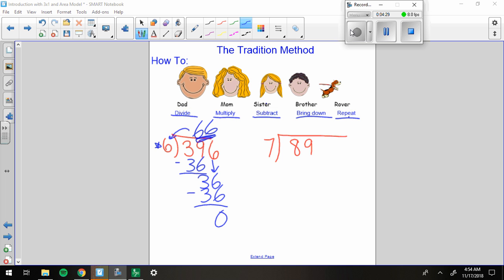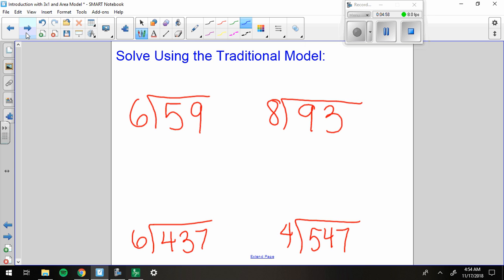Pause the video, do the work, press play when you're ready to check your answer. 3, 2, 1, pause. All right, how'd you do? Our answer would be 12, remainder 5. If you got this one wrong, check my work and see if it matches yours and try and find where you went wrong. If you have a question, try and figure it out. If you really have a question, get me and maybe even come join my mini lesson. But if you got it right, let's move on.